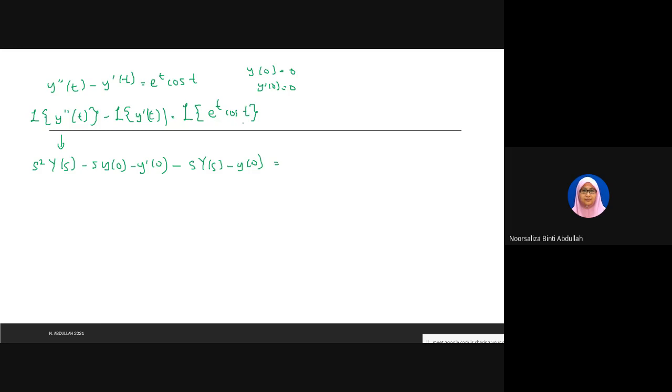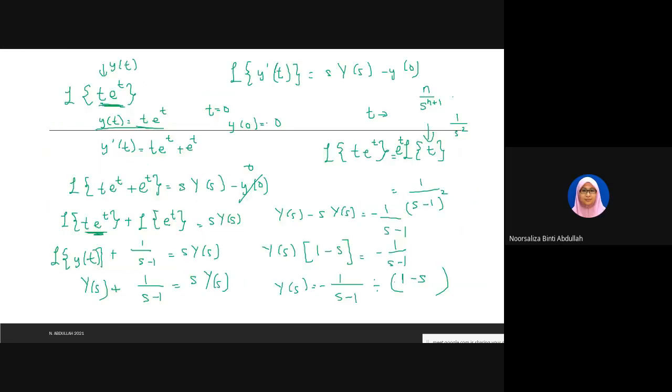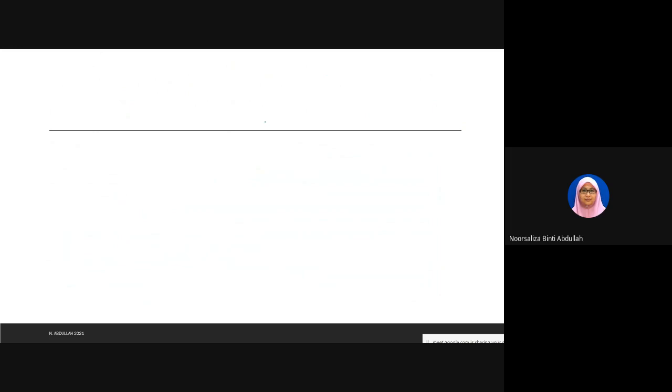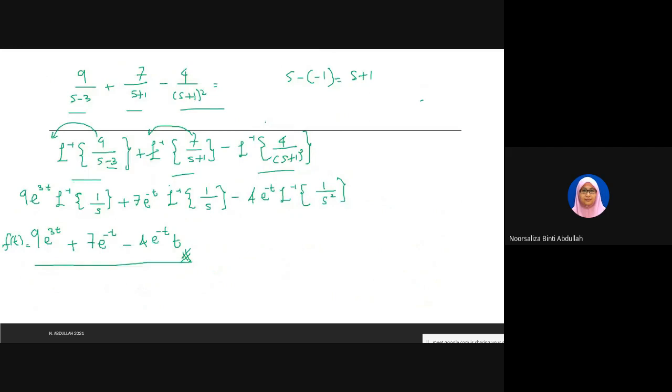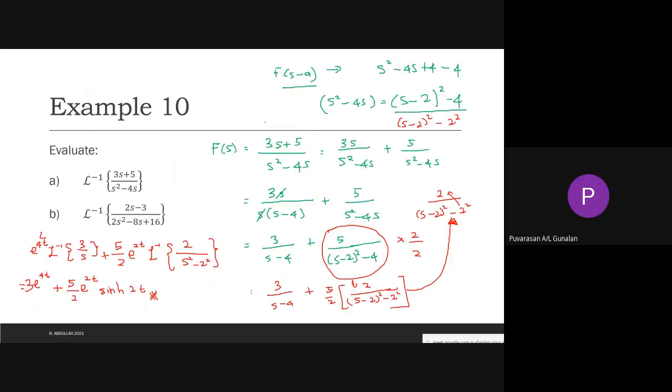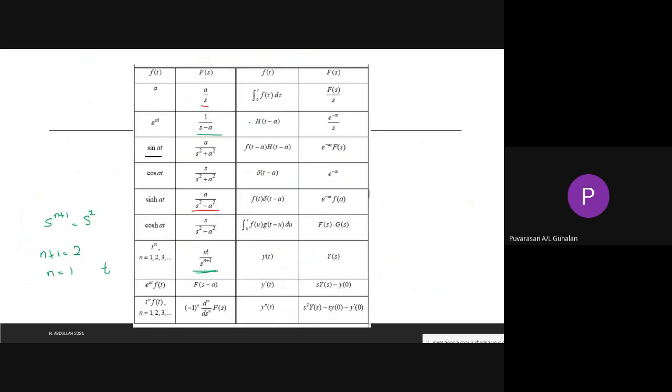So I will use the first shift theorem because here we have an exponent t. So you find the Laplace for cos t. Laplace for cos t is, where is it? Okay, cos t is s over s square plus 1.